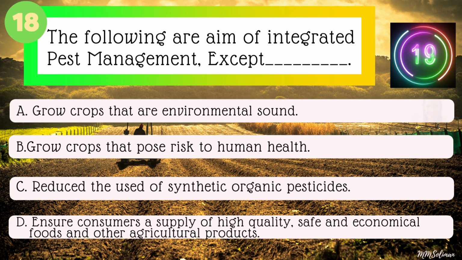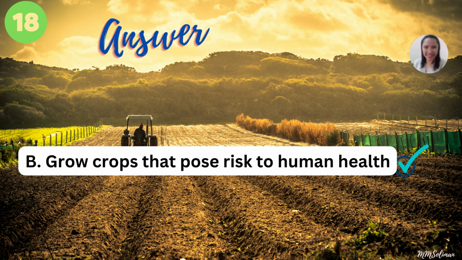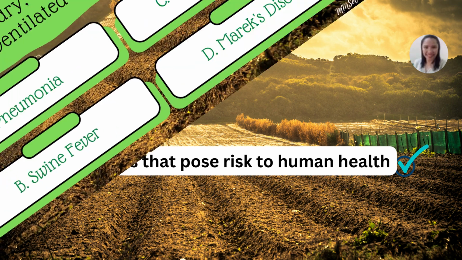The following are aims of integrated pest management except A. Grow crops that are environmental sound. B. Grow crops that pose risk to human health. C. Reduce the use of synthetic organic pesticides. D. Ensure consumer a supply of high quality, safe and economical foods and other agricultural products. Answer B. Grow crops that pose risk to human health.